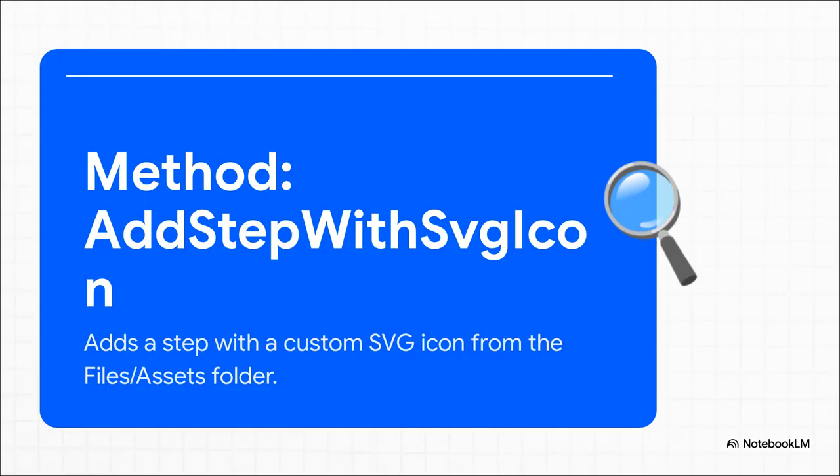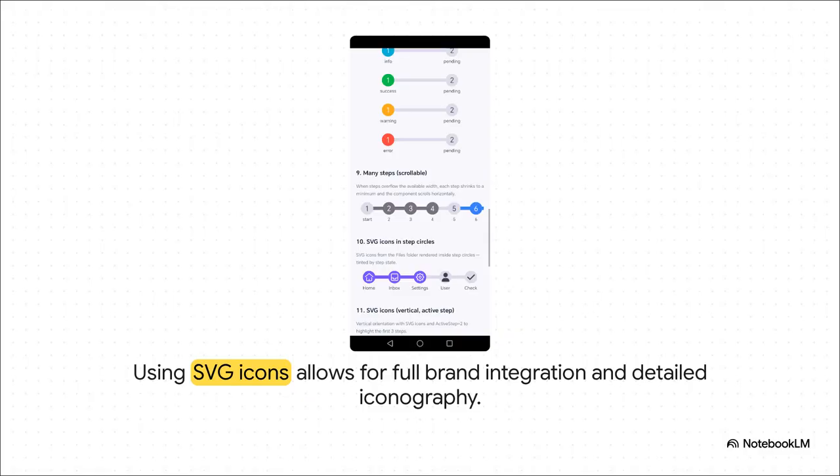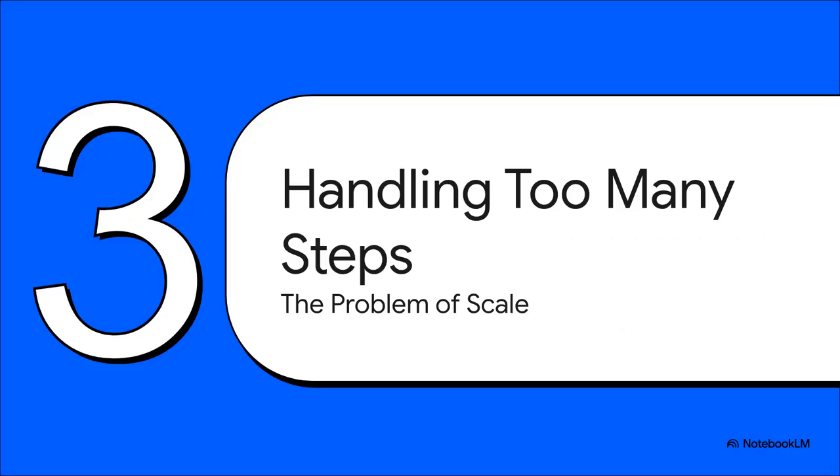But what if you need something more? What if you need those pixel-perfect, on-brand icons that match your design system? Well, for that next-level polish, you've got add step with SVG icon. This method lets you pull in high-quality SVG files straight from your project's assets. And here it is, the ultimate level of customization in action. I mean, look how polished that is. You can integrate your app's own unique icon set for perfect brand consistency. It's amazing. In just a couple of moves, we've gone from a generic numbered list to this fully branded, totally custom experience.